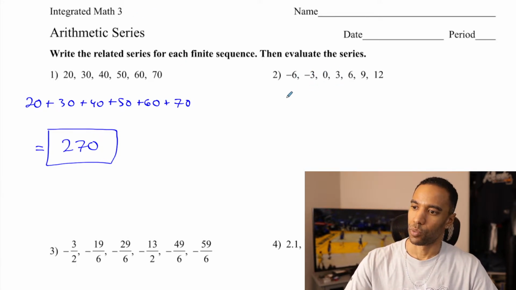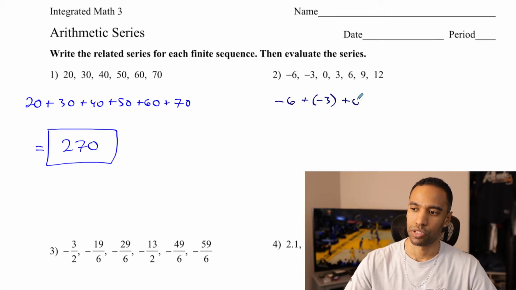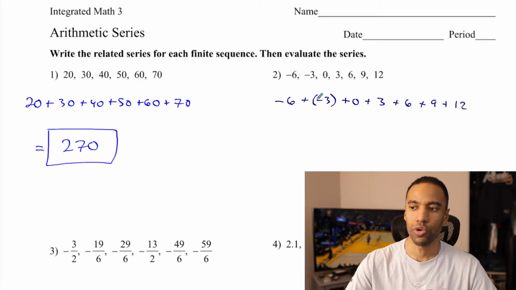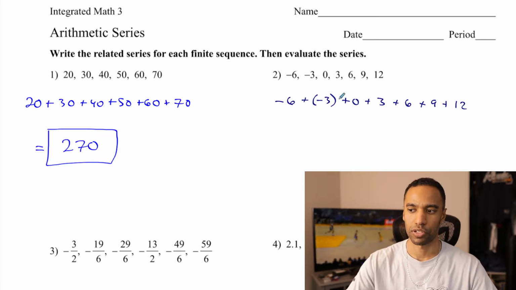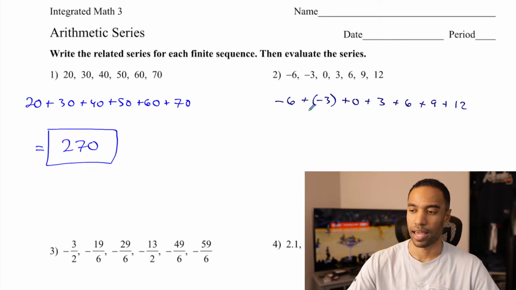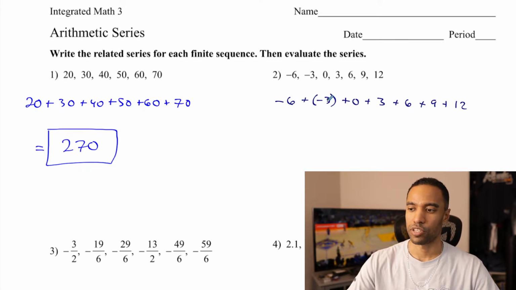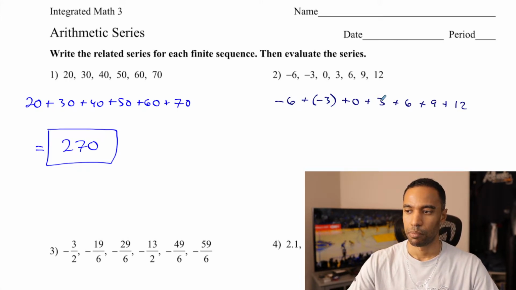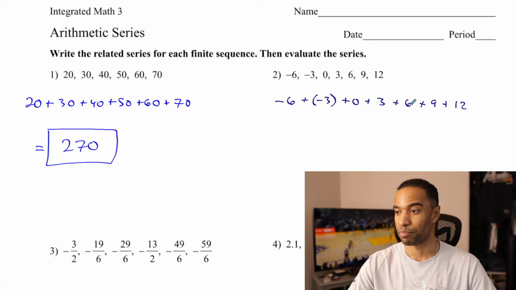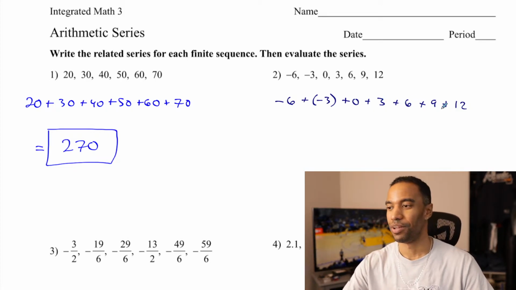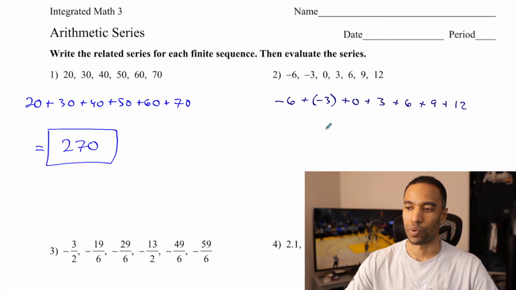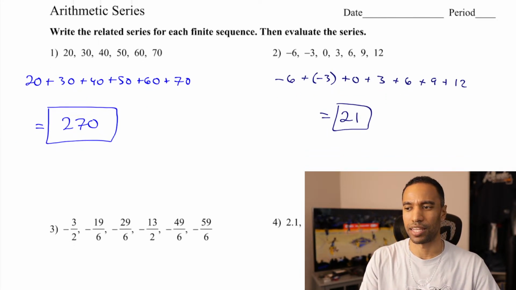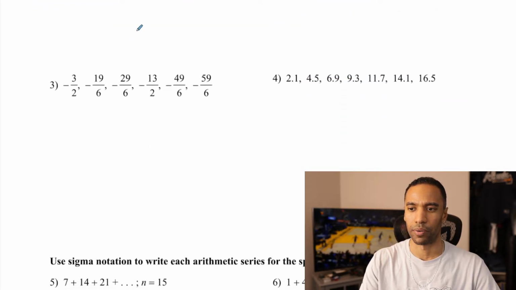Number 2, we're going to write this as negative 6 plus negative 3 plus 0 plus 3 plus 6 plus 9 plus 12. You could put minus 3. That's fine. Just understand that we are adding in between, and adding a negative becomes subtraction. Negative 6 minus 3 is negative 9. Plus 3 is negative 6. Plus 6 is 0. So we went back to 0. Plus 9 is 9, plus 12 is 21. So 21 there. All we're doing is just series talk. And again, I'll go back to these when I want to talk about them.